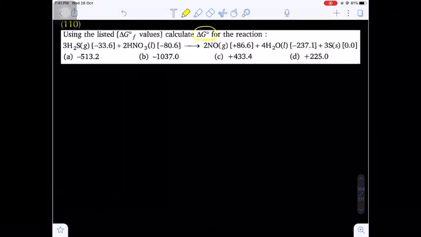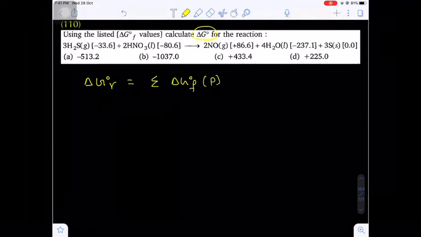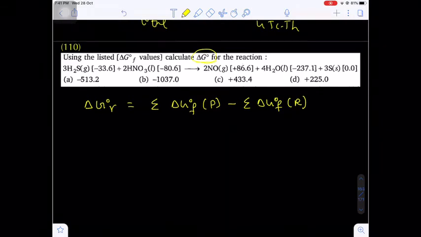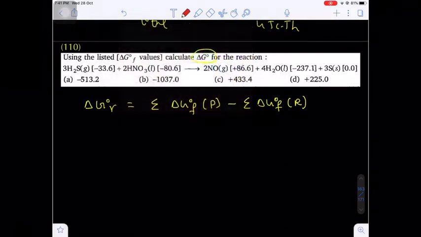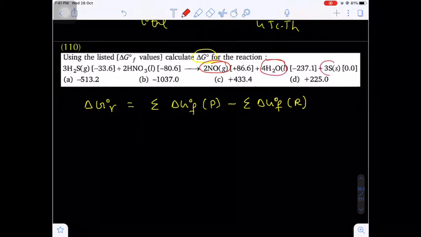First of all, I am writing what will be the delta G0 for the reaction: nothing but the summation of the delta G0 F for the products minus the summation of the delta G0 F of the reactants. In the last class we explained this formula. Now what are the products here? There are 3 products: nitric oxide, another product is H2O, and the third one is sulfur.